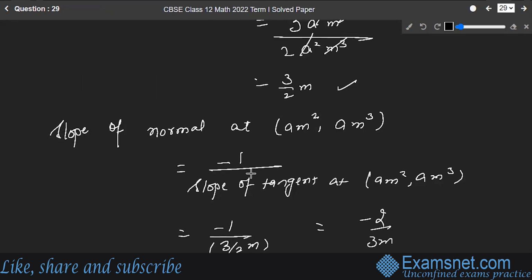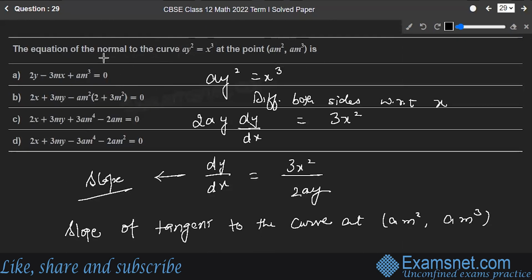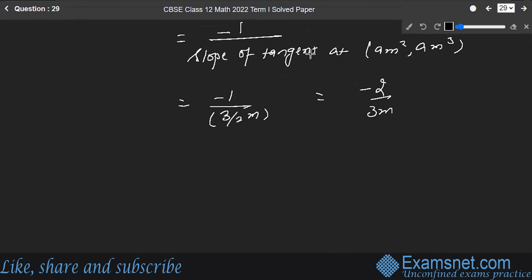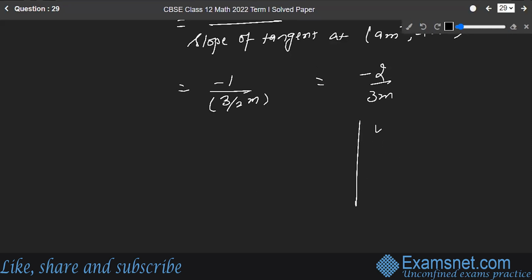What we have is the slope of the normal. What we have to find out in the question is the equation of the normal. We already have the point and we got the slope, so we will use the formula. Which formula? I'll use y1 minus y2 is equal to m into x1 minus x2 to form the equation.